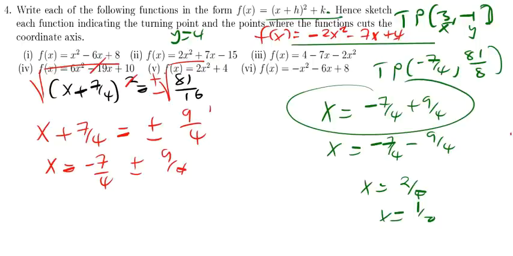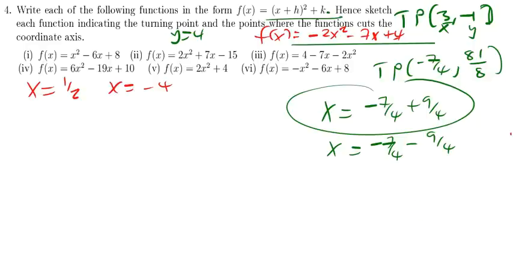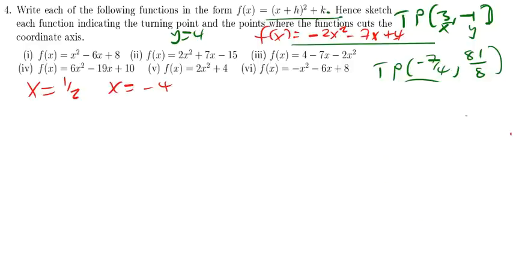So I have found the first x, 1 over 2. So x is 1 over 2. Another one here, if I add, what is negative 7 minus 9? Negative 16. Negative 16 divided by 4, x will be equal to what? It will be negative 4. When you do that, you now sketch.